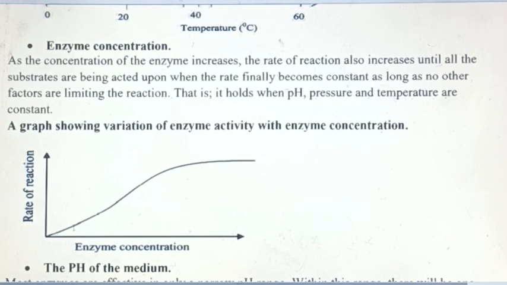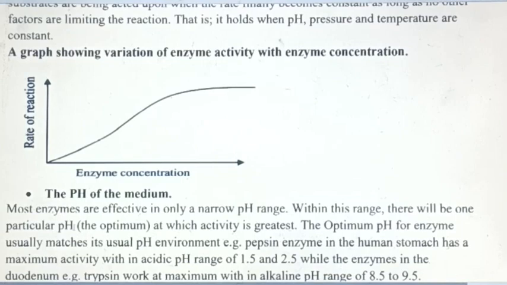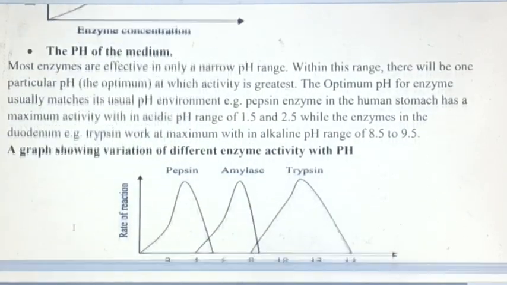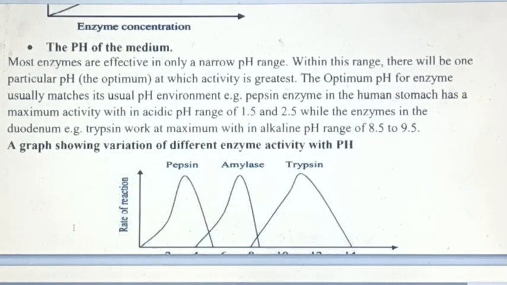These are displayed experimentally on these graphs. The curve shows that there is an increase in rate of reaction as the enzyme concentration is increasing along the horizontal scale, and the rate of reaction is on the vertical scale. Now, these enzymes work under specific conditions. And one of the conditions that these enzymes must work in is the pH of the medium.